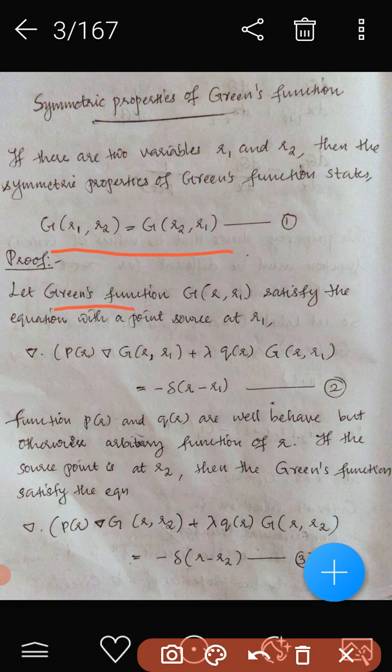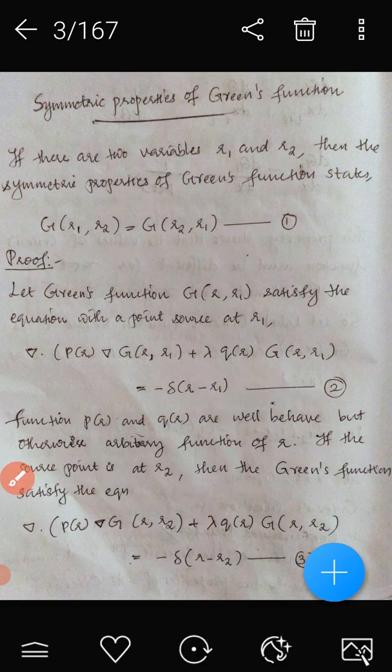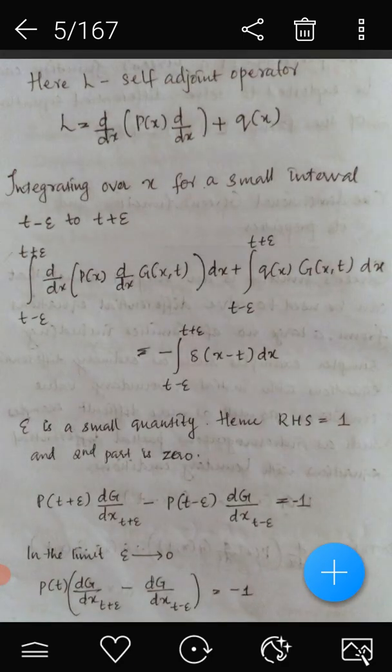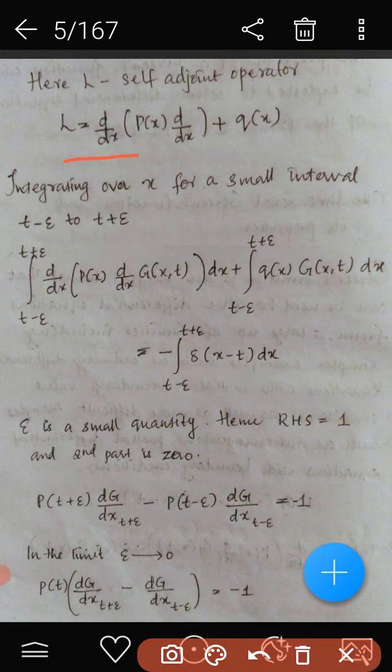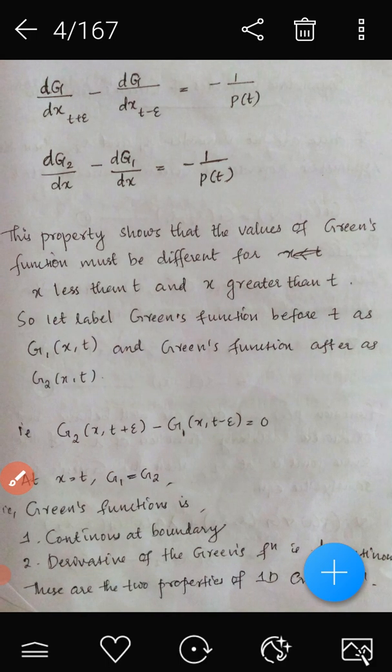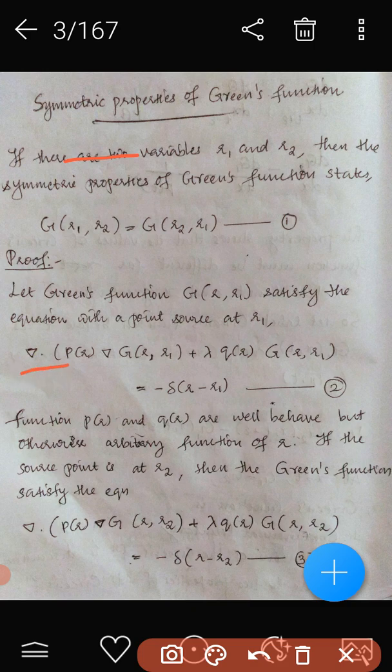For that, let's take Green's function g of r comma r1. It satisfies the equation with a point source at r1. That is, suppose here is a point source q and this distance is r1. Here we are using the three-dimensional form, that's why I used del. So del dot p of r del g(r, r1) plus lambda q of r g(r, r1) is equal to minus delta(r minus r1). That is equation number 2.